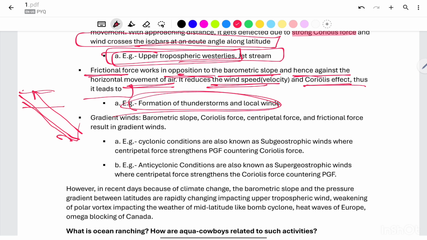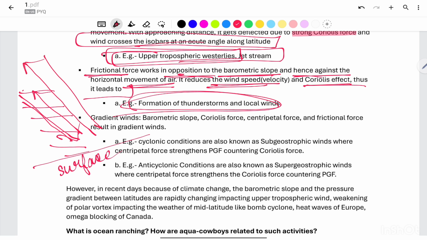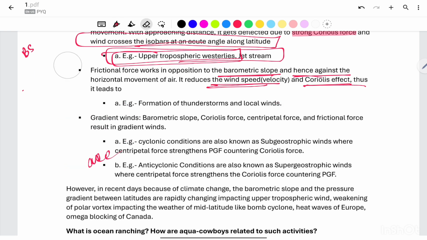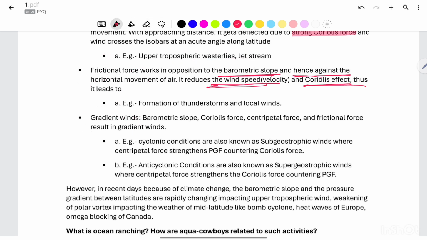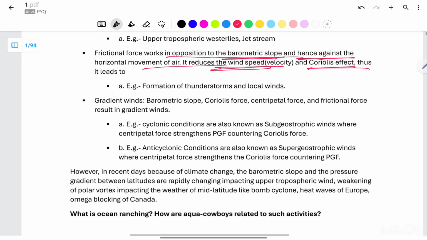As you go down, the frictional force increases because you come in contact with the surface. So the frictional force is always in the opposite direction to the barometric slope, right. Hence it is against the horizontal movement of the air. Now vertically, we have a barometric slope. The frictional force works in opposition to the barometric slope and hence against the horizontal movement of the air. It reduces the wind velocity.